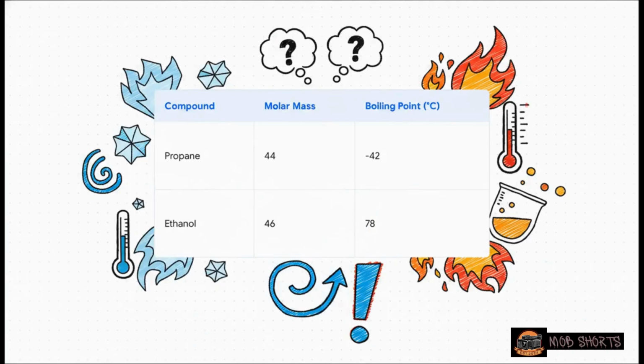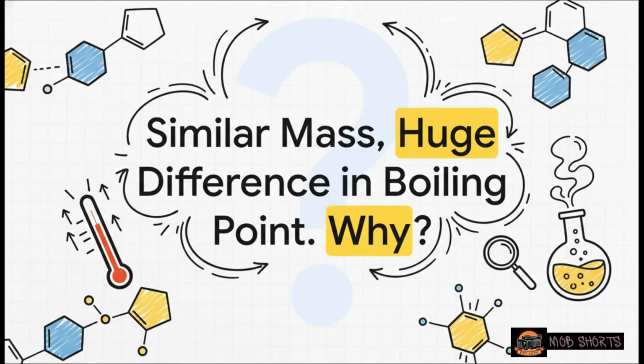So check this out. On the one hand, we've got propane, and on the other, ethanol. Now, look at their molar masses: 44 for propane, 46 for ethanol. They're basically the same weight, right? So you'd think their properties would be pretty similar. But look at their boiling points. Propane boils at a freezing -42 degrees Celsius. It's a gas on a cold day. But ethanol boils at 78 degrees. That is a massive difference, 120 degrees apart. So, what on earth is going on here?